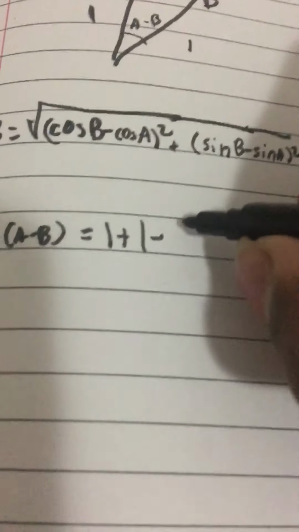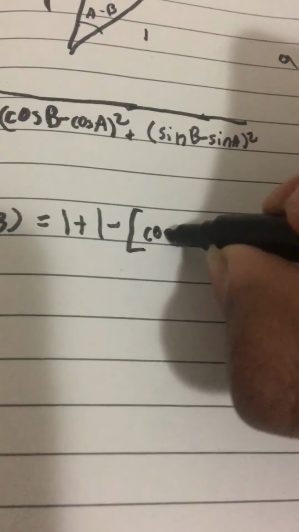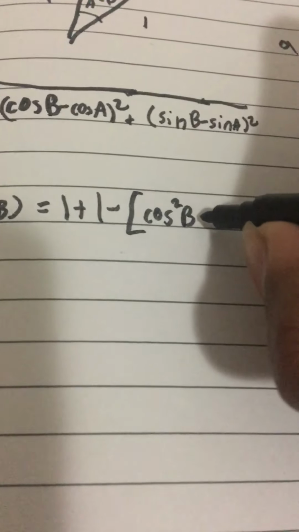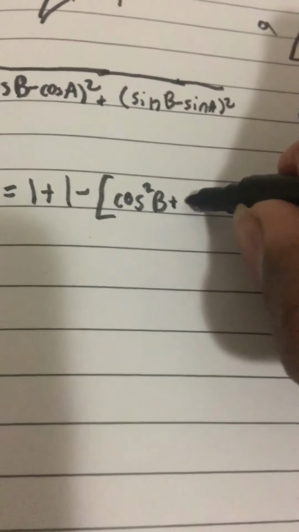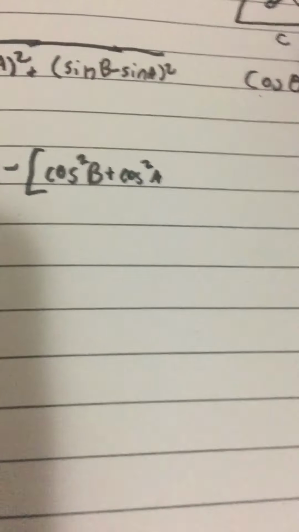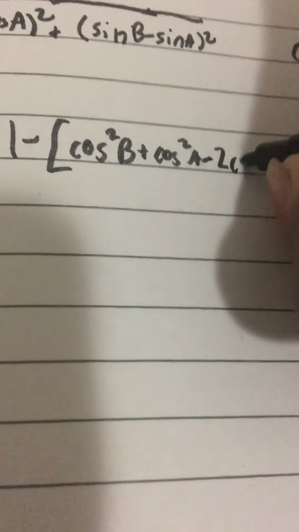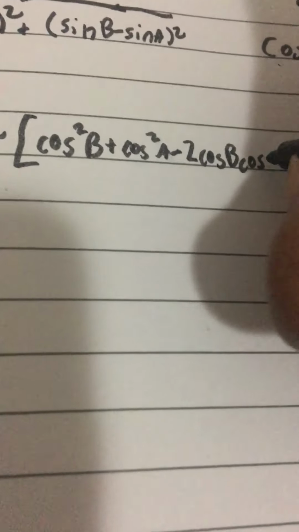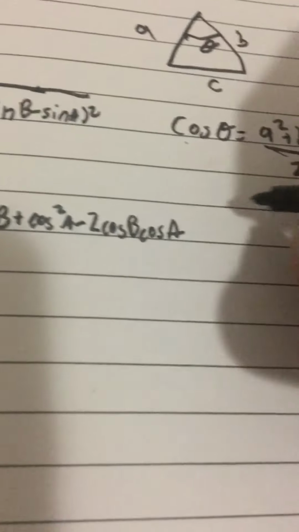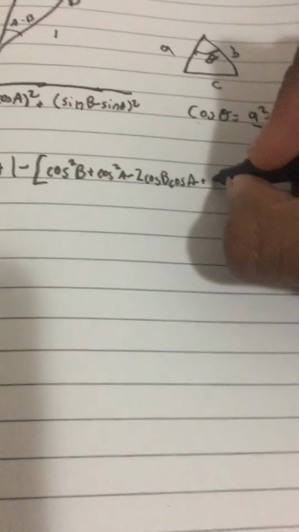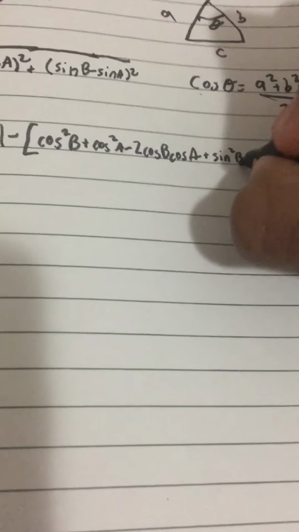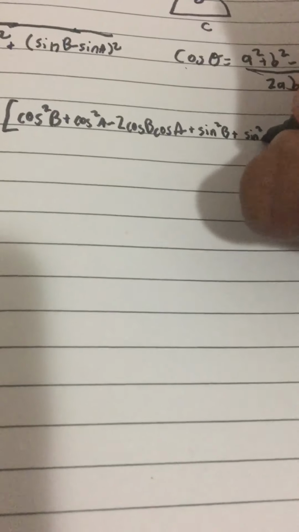I think we can directly expand this. You get cos squared B plus cos squared A, we're expanding this one first, minus 2 cos B cos A. Plus, same thing for this: sine squared B plus sine squared A, minus 2 sine A sine B. We're just expanding this.